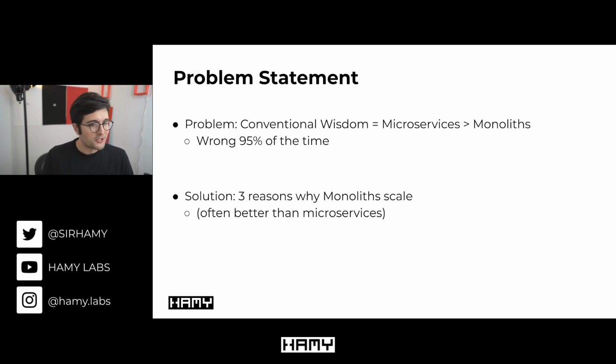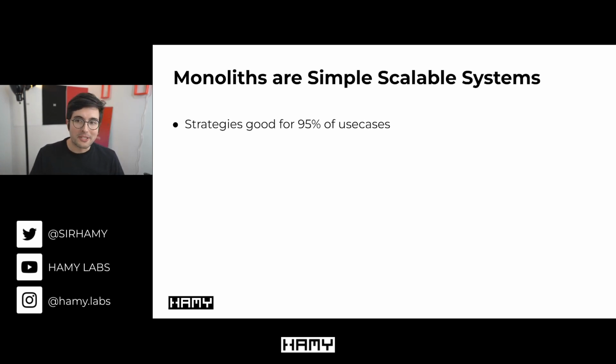And so the way I'm trying to solve this is, in this video, I'm going to give 3 reasons why monoliths do scale and some explanations of why they often scale better than microservices do. So my belief is that monoliths are simple scalable systems, and on this channel, I talk about simple scalable systems a lot, which are basically strategies that are good for 95% of use cases. They're not A+ in most, but they are a solid B+ in basically everything. And so we're talking about monoliths here.